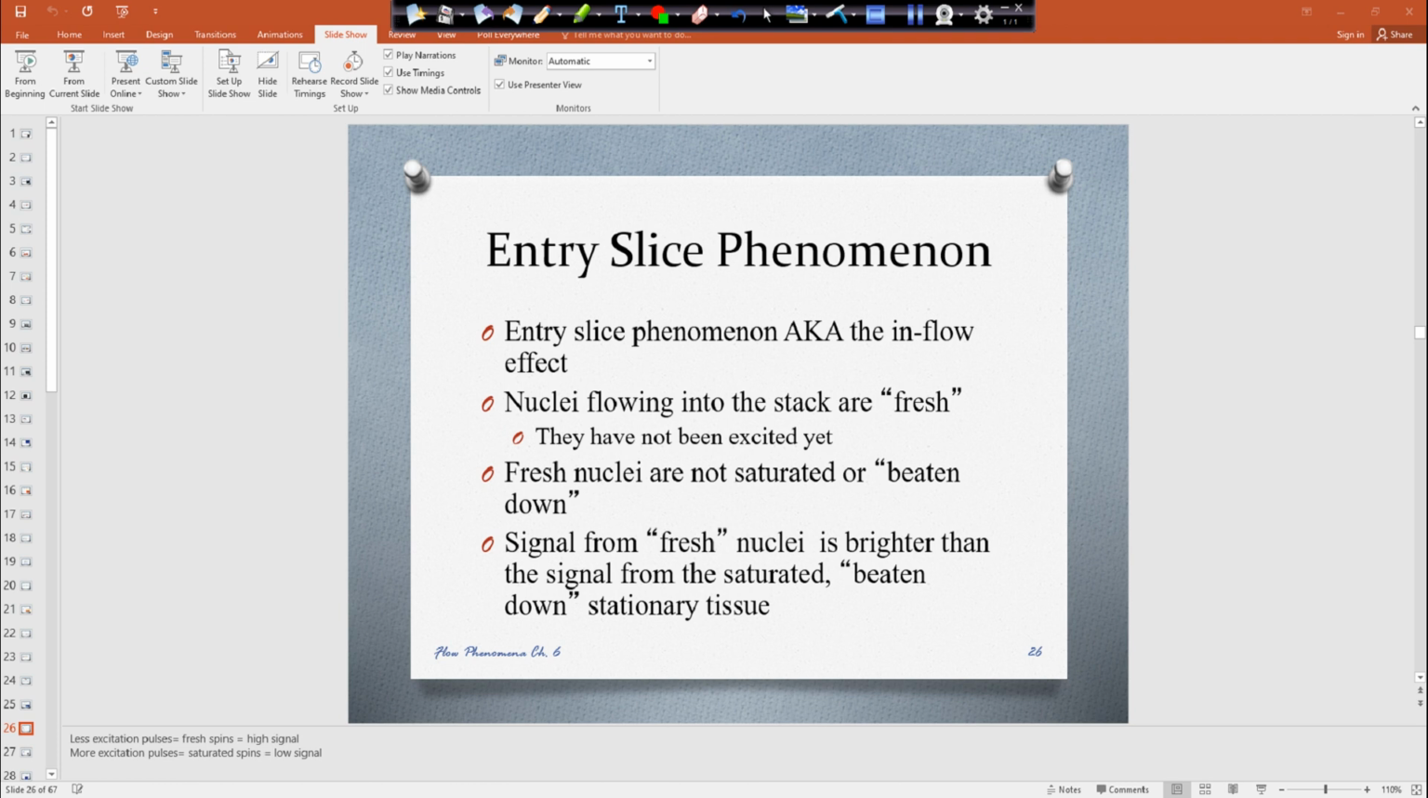So, stationary tissue beaten down, meaning no signal, fresh meaning high signal, or brighter and darker. There are so many different ways to describe it, right? And we also have hyperintense, hypointense. So you guys are starting to get used to the terminology in MRI. Like with your spine test, your spinal cord is hyperintense to the CSF on a T1 weighted image. So you guys need to have that mindset when you take the registry.